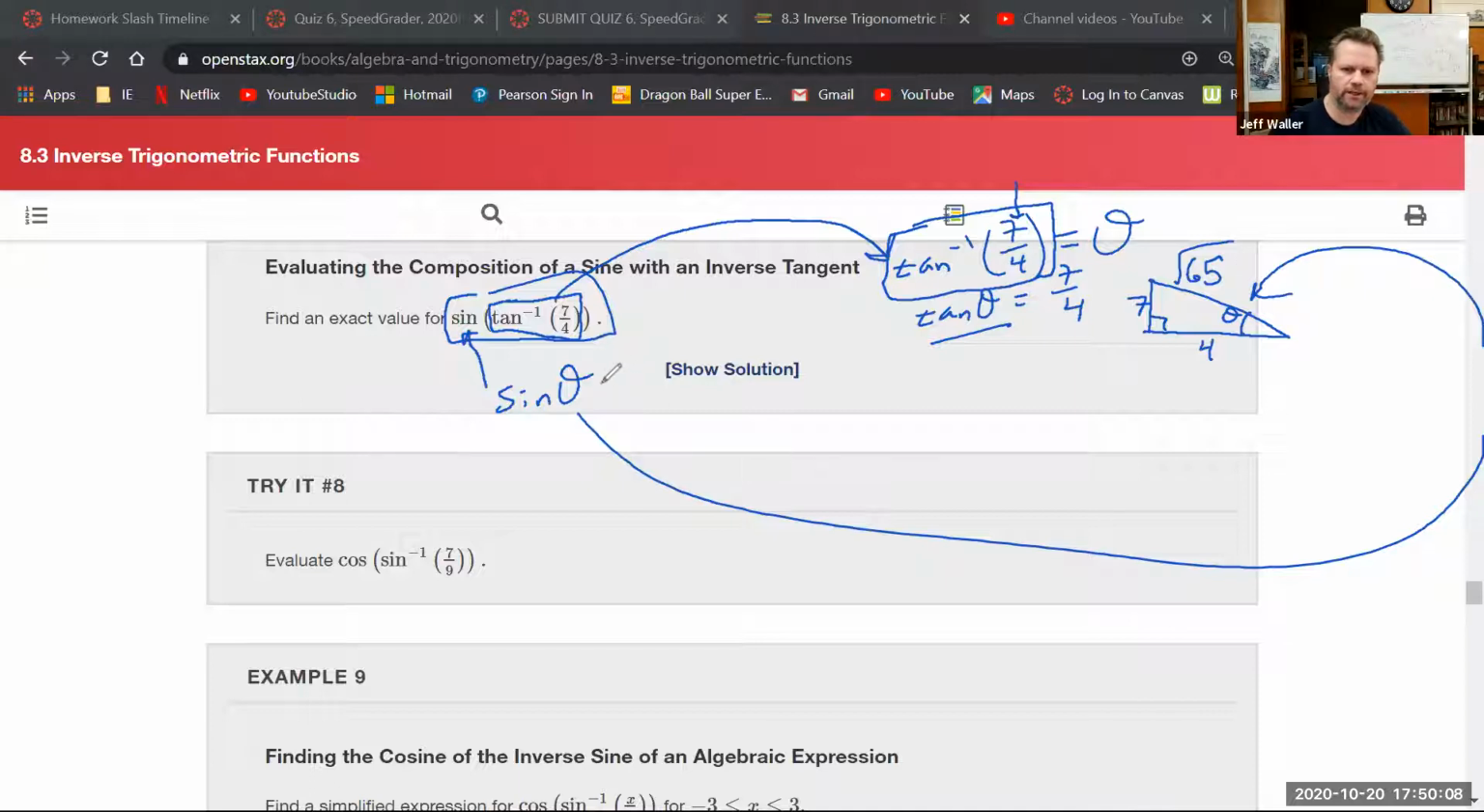And so what's the answer then? Seven rad 65 over 65. I like it. So it'll be y over that, so it'll be 7 over rad 65. And then if you rationalize the bottom, it becomes that. So that's what that equals. I like it.